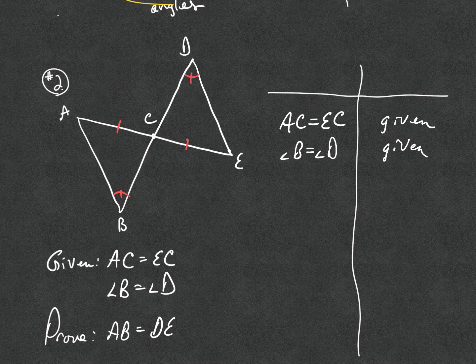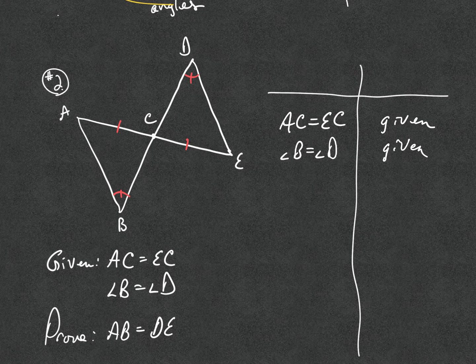Now again, what we're trying to get to is AB equals DE. Those two have to be equal. How do we get to that? We first have to prove that the two triangles are congruent to each other. Once the two triangles are congruent, then any corresponding parts are also going to be congruent or equal. Okay, so how do we get there? How do we get that job done?